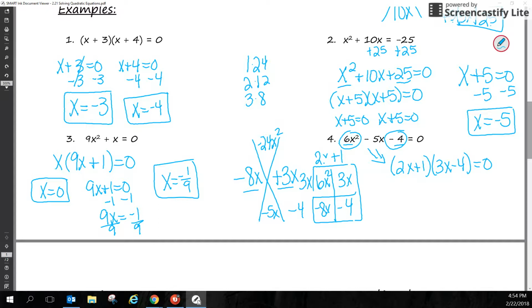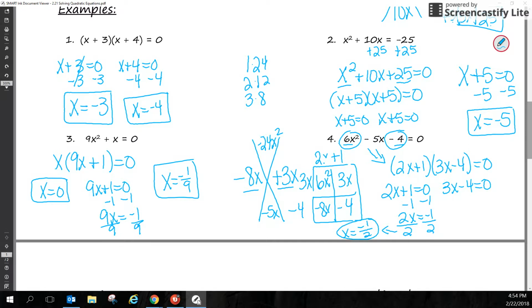We're going to split these guys up to 2x plus 1 equals 0, 3x minus 4 equals 0. Now we're going to subtract 1 from both sides over here. I get 2x is equal to negative 1. And then I need to divide by 2. And so x is equal to negative 1/2.